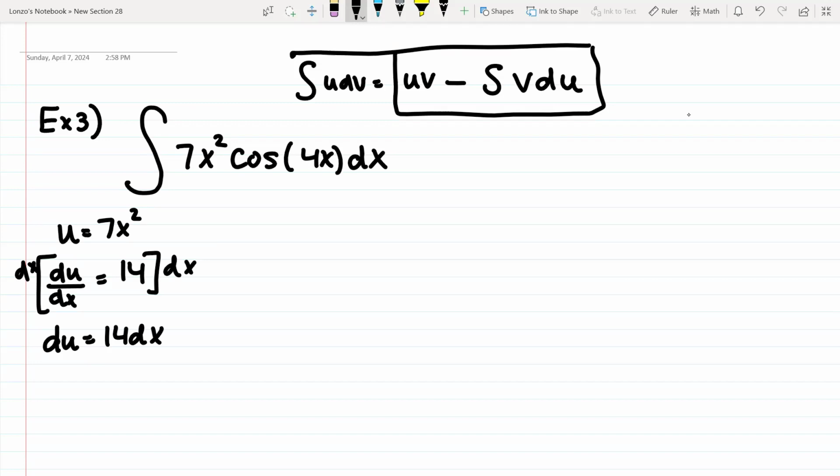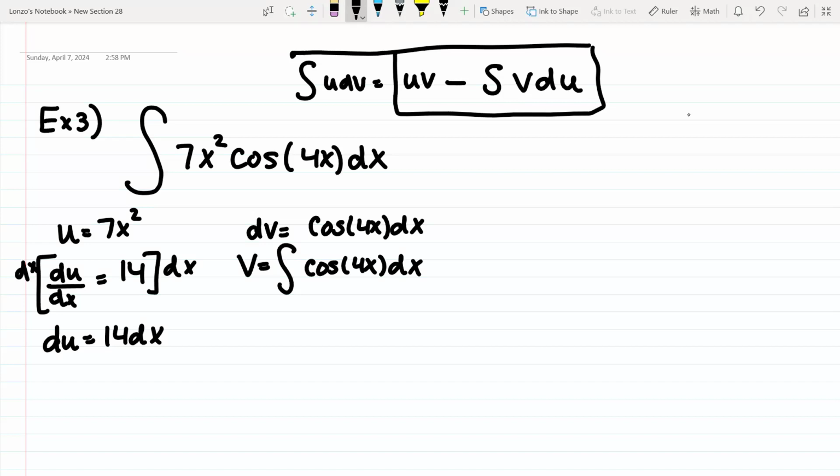Okay, now let's figure out our dv. So my dv is cosine of 4x dx. So we need to find v. So how do I get v? By taking the integration of dv. So to find v, it's basically the integration of cosine of 4x dx.